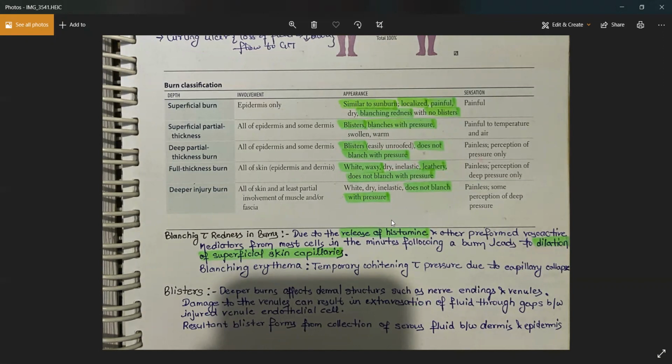Okay, as soon as you get the burn, the mast cells will degranulate and they will release histamine that can cause blood vessel dilation. Now, because of the blood vessel dilation, you will get the redness over that area because of increased blood flow.